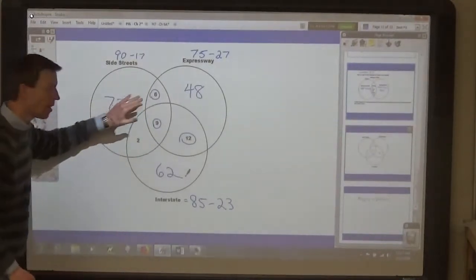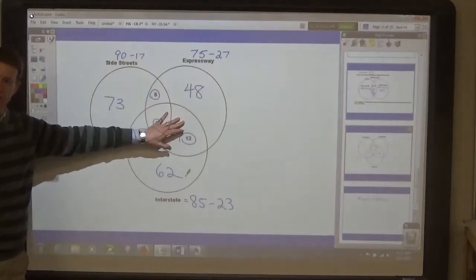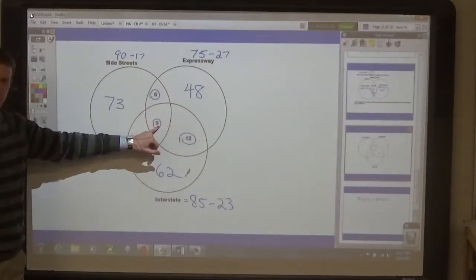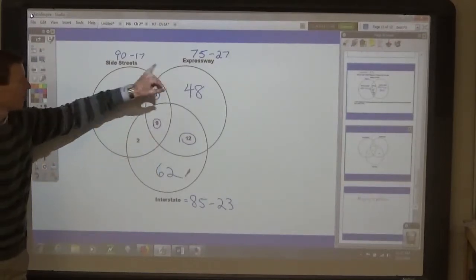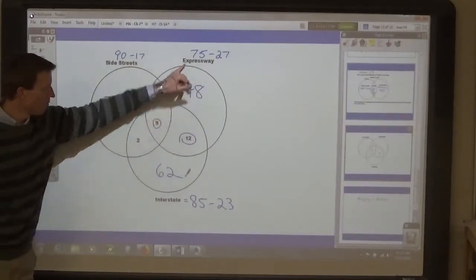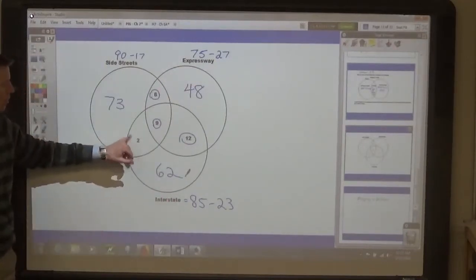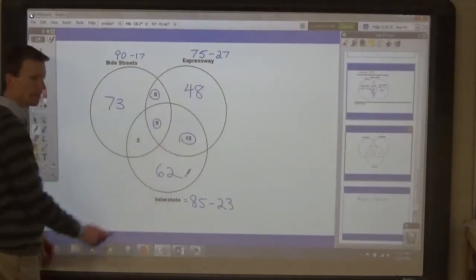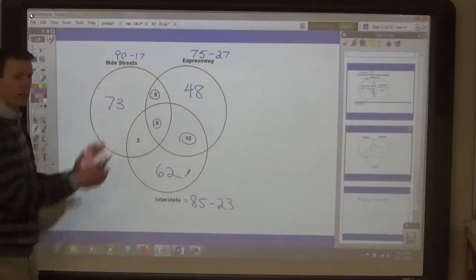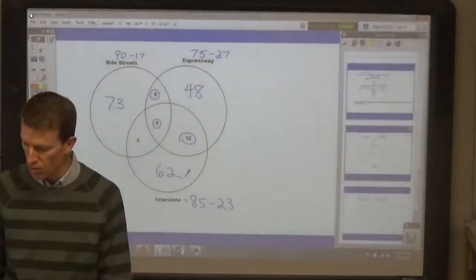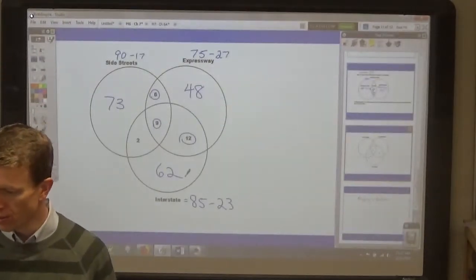Now, each of these numbers represents people in the survey. Okay? 9 people use all 3. 6 people use both of these. 12 people use both of these. 2 people use both of these. And then 73 and 48 and 62 use only one type of highway or of road. So you have to add all of the numbers in order to find the total.